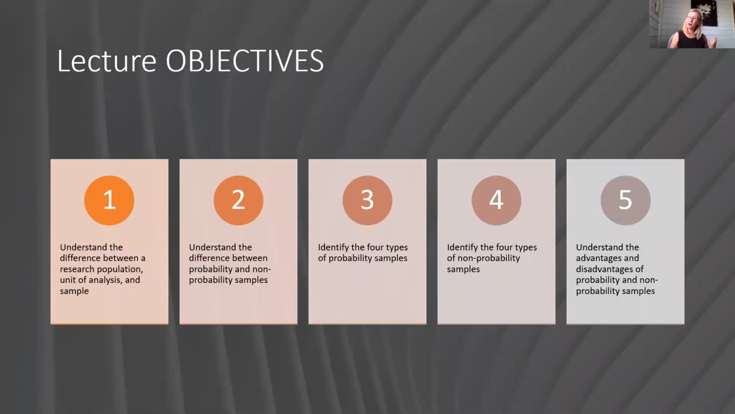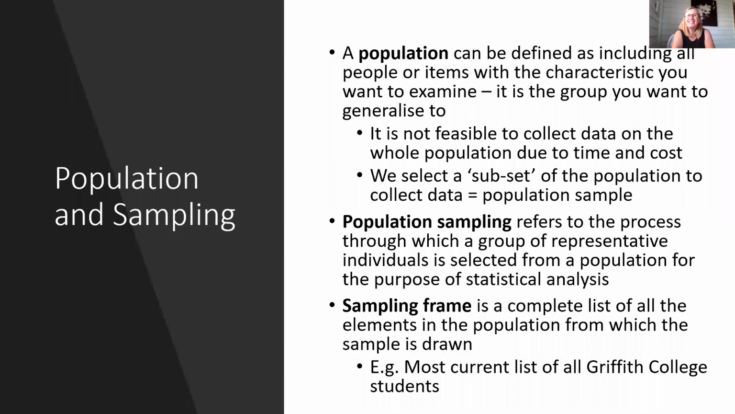Understanding the difference between a population and a sample, and between probability and non-probability sampling, okay? Now, what is a population? Well, if you think about the Australian population, that's combined all of the people who live here, all right? So a research population would be very similar. All of the people or items like cities or units that you want to examine, all right?